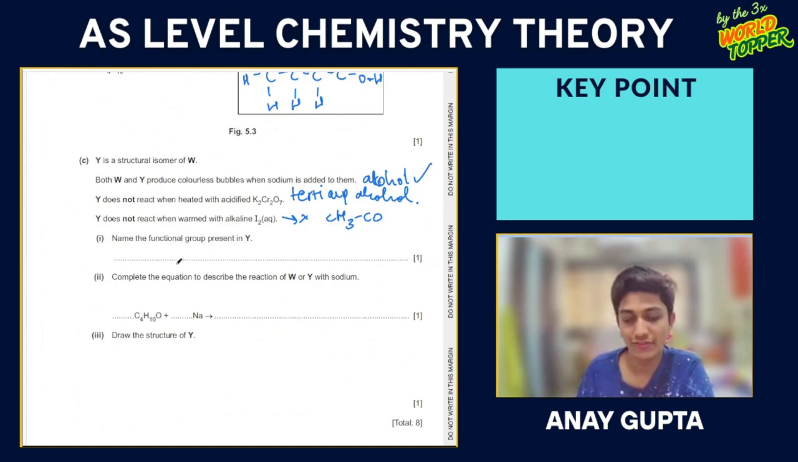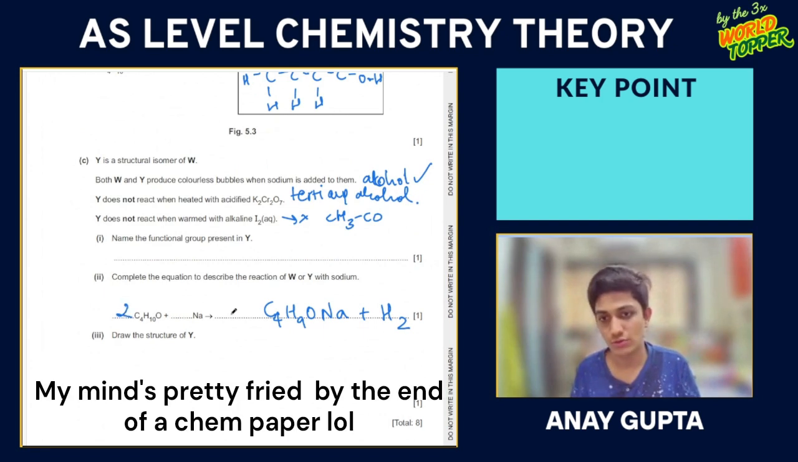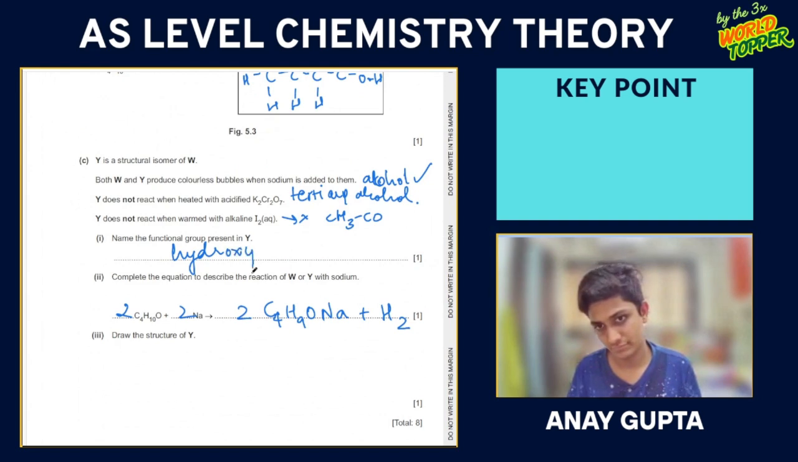So over here, if we just take this thing here, this will give us C4H9ONa plus H2. So I can have 2, 2, 2, and this will be my reaction. The functional group present over here should be hydroxy.